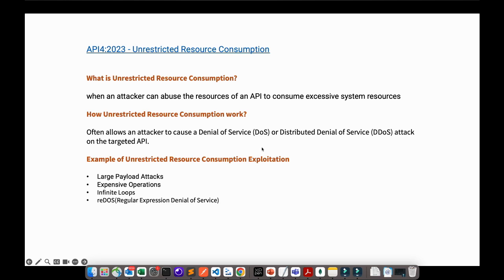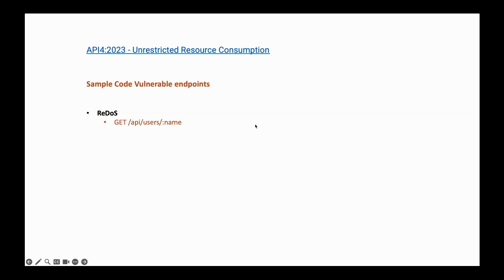In the next lecture, we will see an example of a regular expression denial of service attack in our sample application. And we are going to focus on the GET API, where we are getting the user by username.